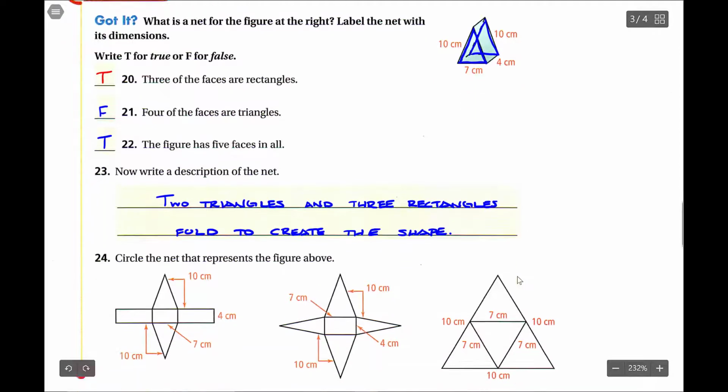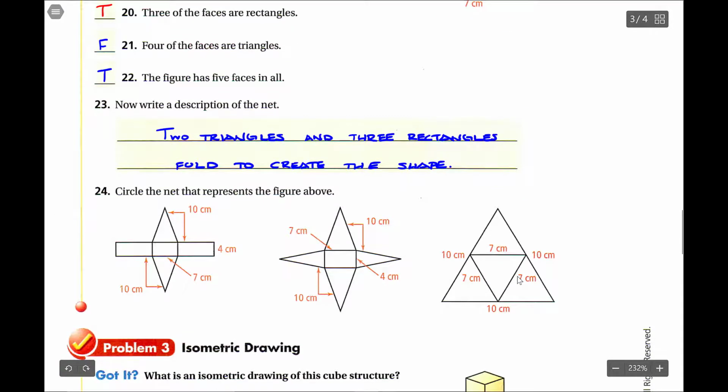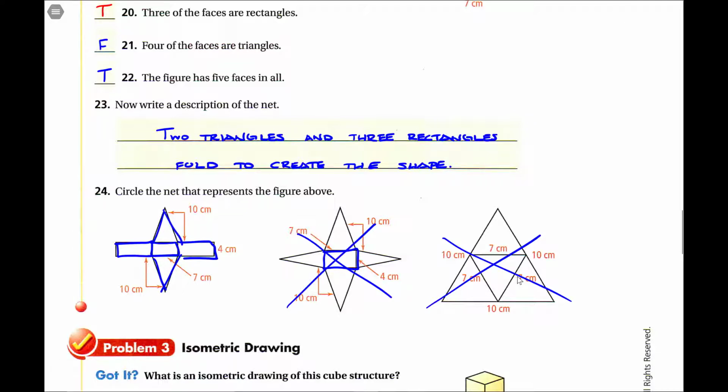All right. And then when we look at 24, it says circle the net that represents the figure above. So let's first think about what we know. It has to have 2 triangles and it has to have 3 rectangles. If I look at the figure on the far right, this has 4 triangles, so that cannot be it. The figure in the middle has 1 rectangle and 4 triangles, so again, that can't be it. And this figure on the far left has 3 rectangles and then 2 triangles, and all the dimensions line up.